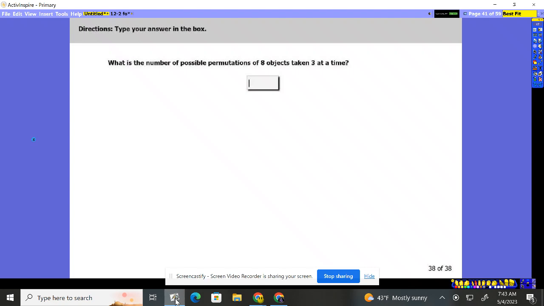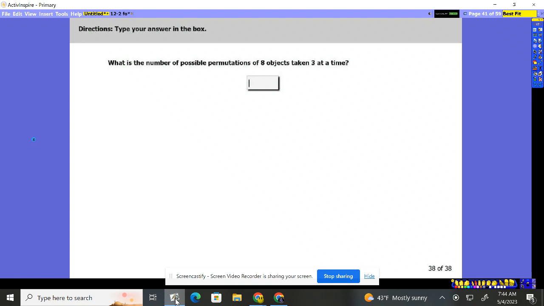Question 38. What is the number of possible permutations of 8 objects taken 3 at a time? Now, I'm not really a fan of this question because, again, it doesn't show you know anything, and we can go to Desmos and just get the answer in 2 seconds, and I'll show you that. But what really is a permutation?